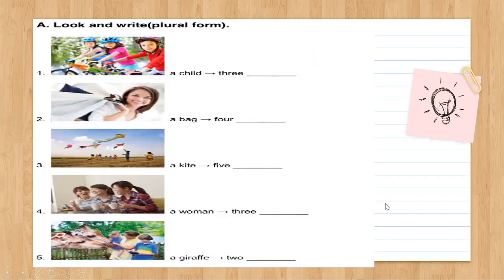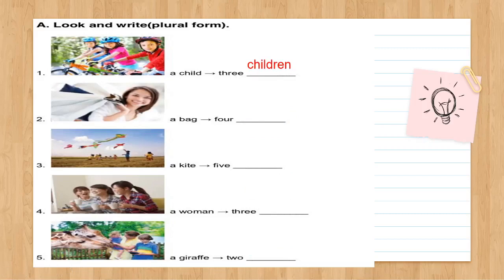So now let's do the exercise with teacher. Teacher wants you to look and write the plural form. In this picture you can see that we have number 1 until number 5. So now let's change it to plural, right? The first one you can see in here is singular noun. Then we have a child, a bag, a kite, a woman, a giraffe. So right now let's change this one to plural. This one is three children, right?